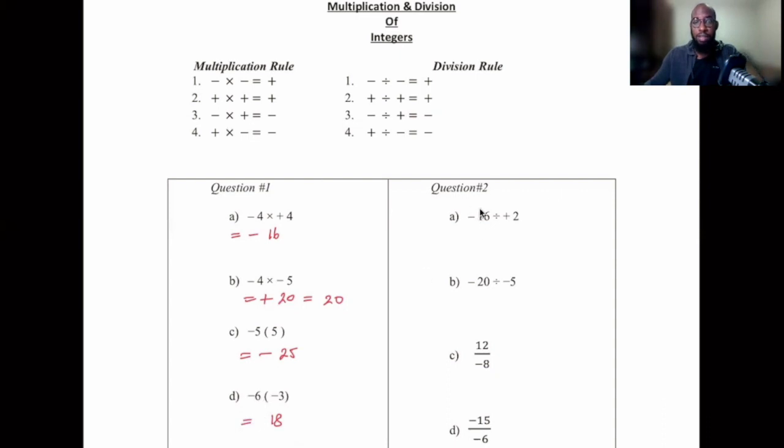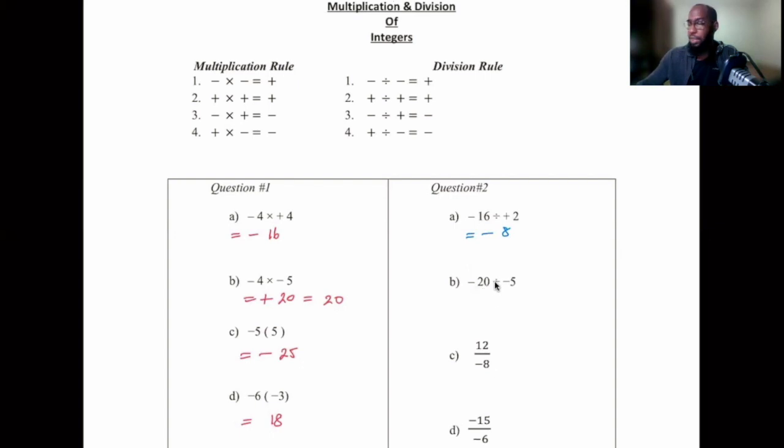If we look at these questions here, for division, we either have the division symbol, or we might have the vinculum line or the division line, the over line. So same thing, deal with the signs first, numbers after. Dividing two different signs is a negative. 2 into 16 is 8.